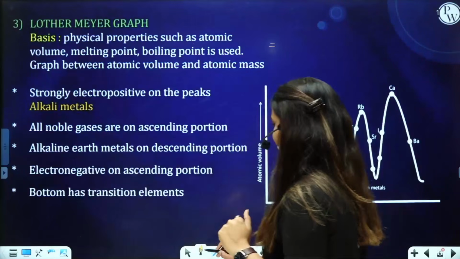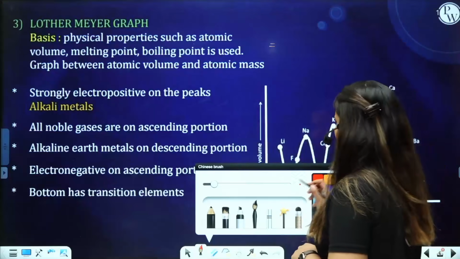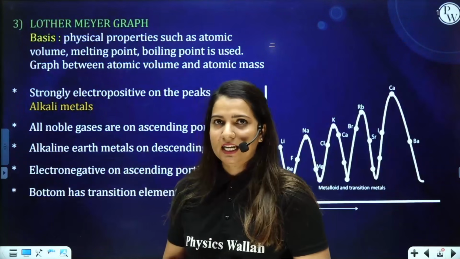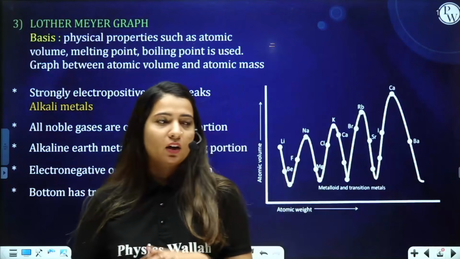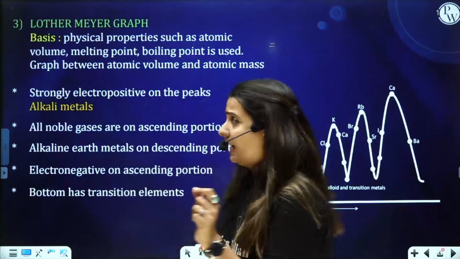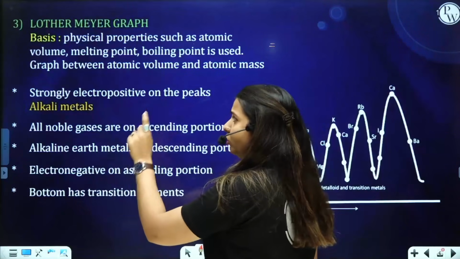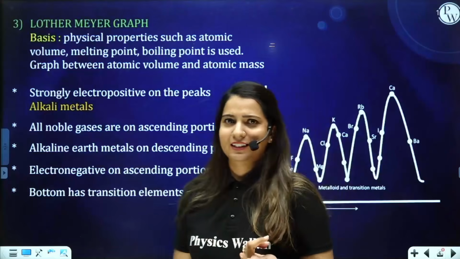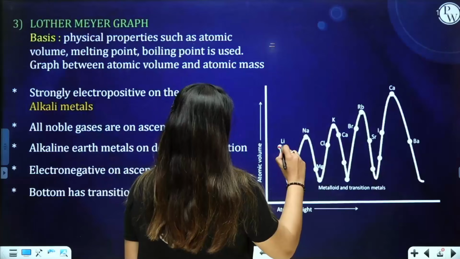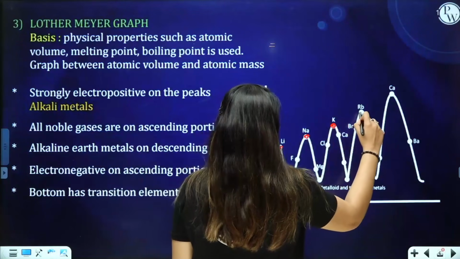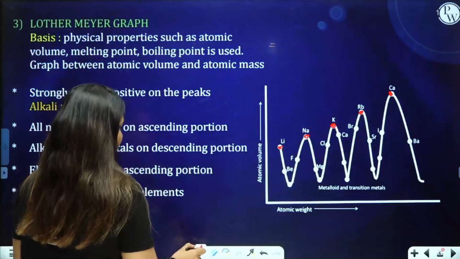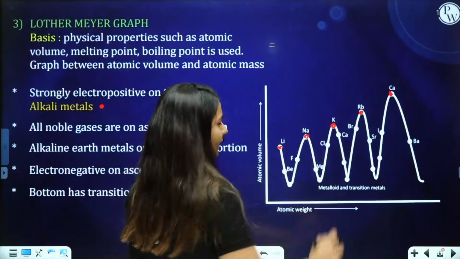So let's study. First of all, the point written over here says strongly electropositive elements are present on the peaks. You know, electropositive elements include group 1 and also group 2, alkali metals and alkaline earth metals, but they have mentioned over here that they are talking about the strongly electropositive elements. So surely they are talking about the alkali metals. They are present on the peaks. Just mark them. Whatever is present on the peak, we will mark with red color, the very strongly electropositive elements.